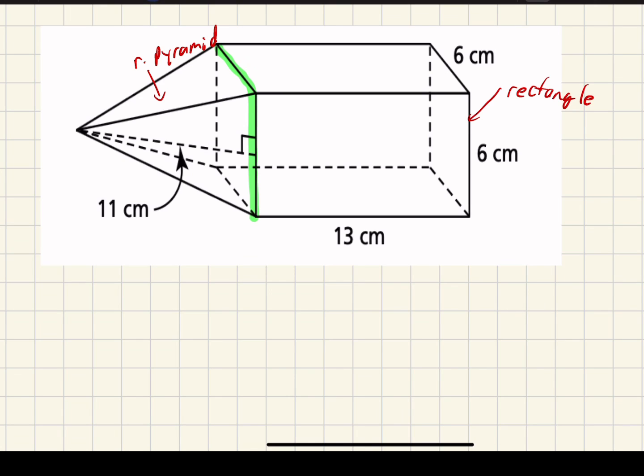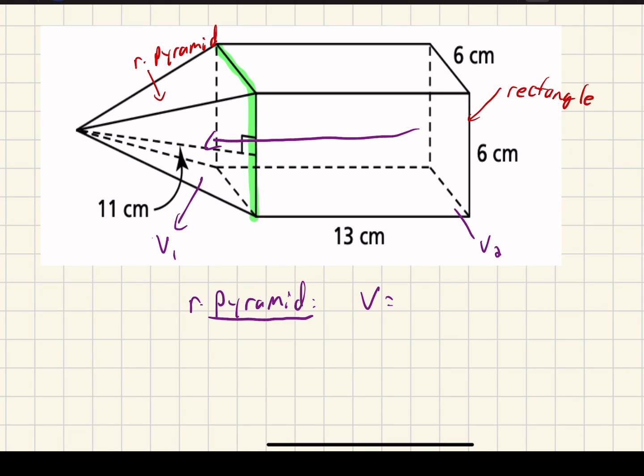because in surface area you're trying to cover this whole thing. What we can simply do is find the volume of this shape separately and then the volume of this shape and then add them together, since there is a continuous space from this shape to the pyramid. So if I'm thinking about the right pyramid, the general formula for volume of a right pyramid is 1/3 multiplied by the base times the height.